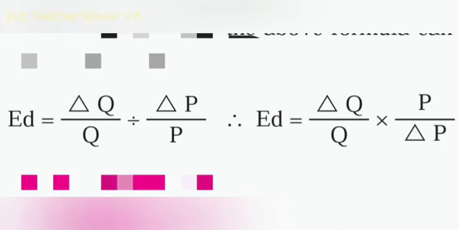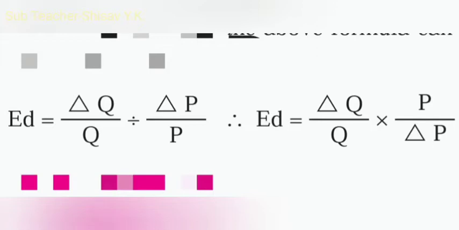You know that students, mathematically the above formula can be presented as under: ED is equal to delta Q upon Q divided by delta P upon P. That means ED is equal to delta Q upon Q into P upon delta P.